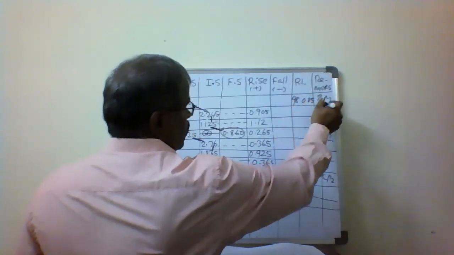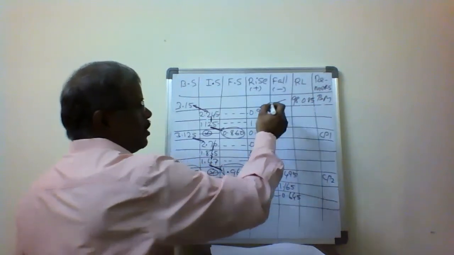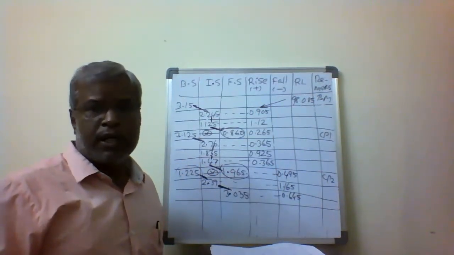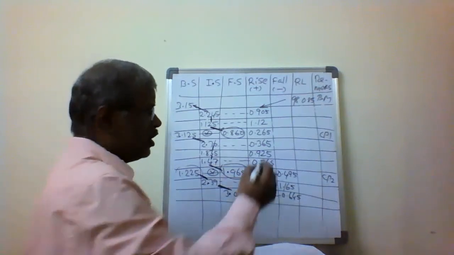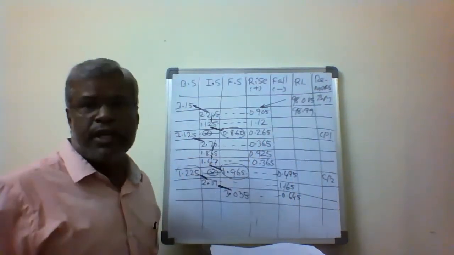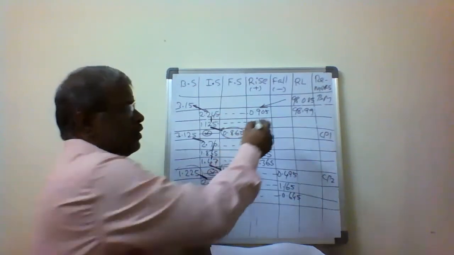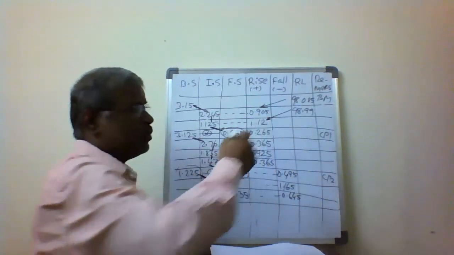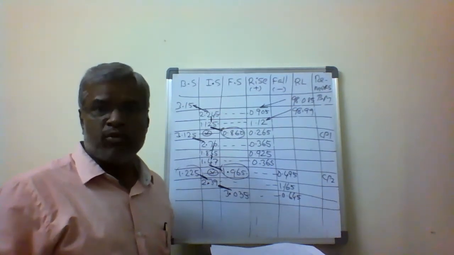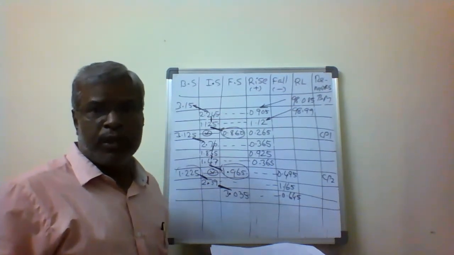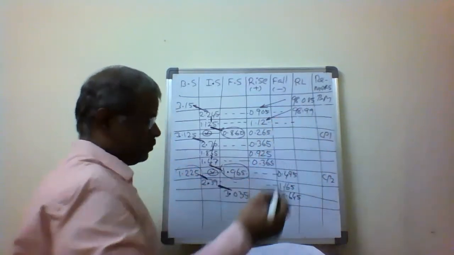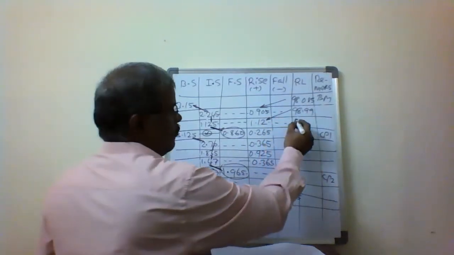So this is the benchmark. From this, 98.085, the rise given is plus 0.905, so we get 98.99, the elevation of the next point. Then for the next point, there is also a rise: 98.99 plus 1.12. We get the elevation of the next point, 100.11.